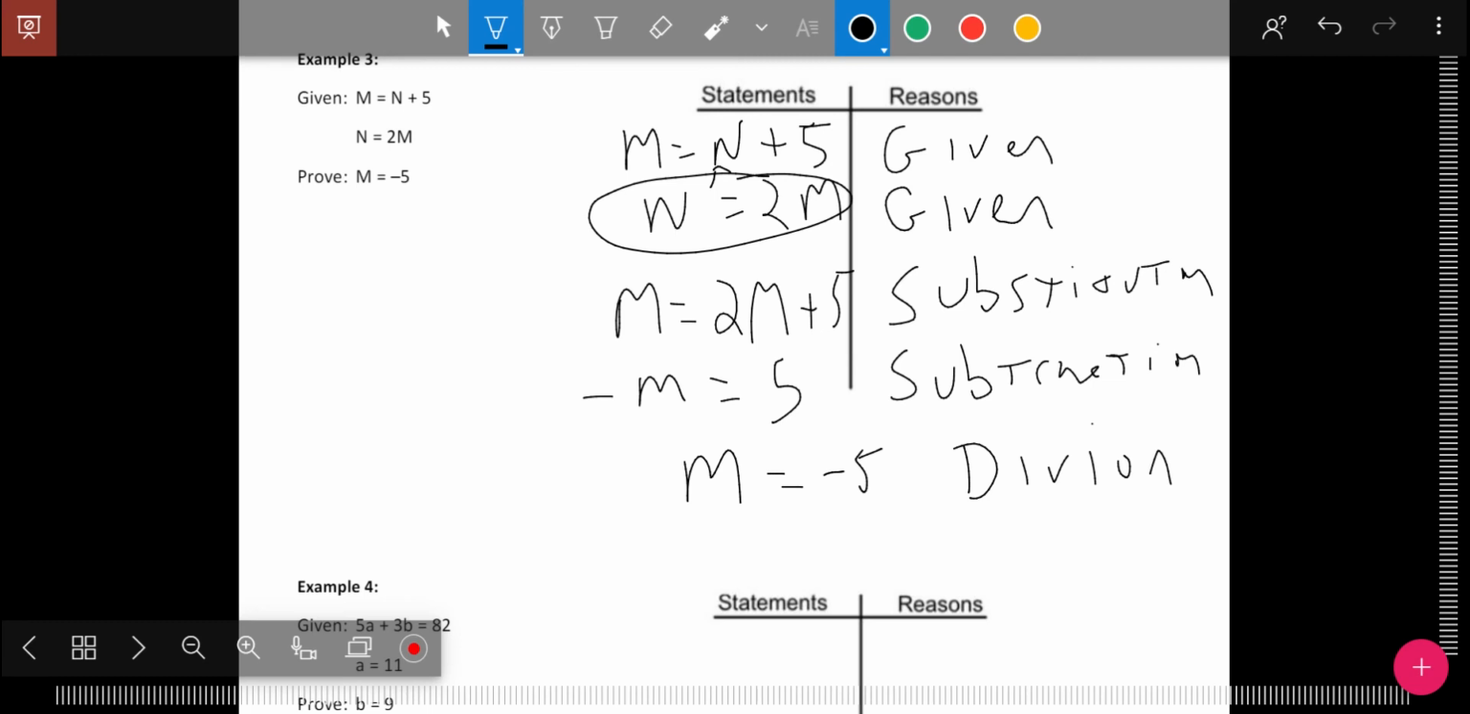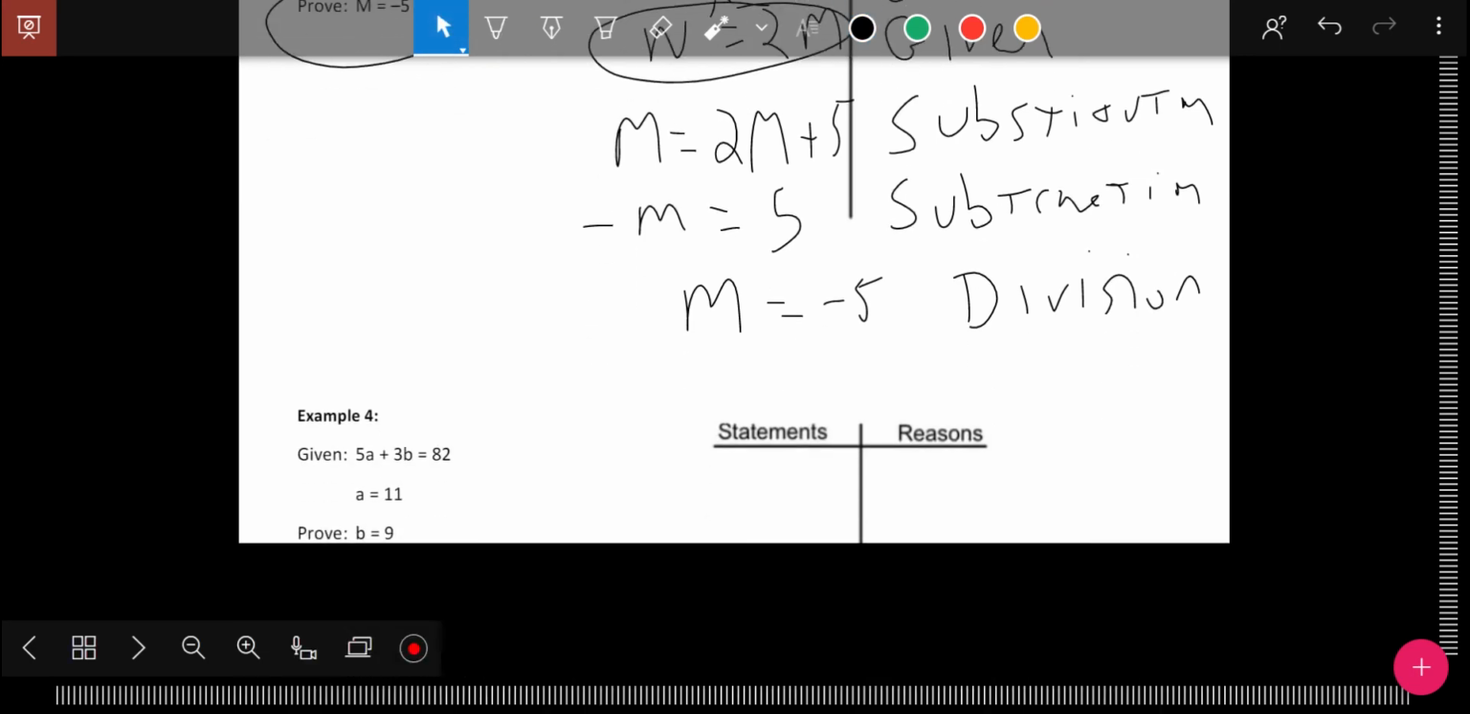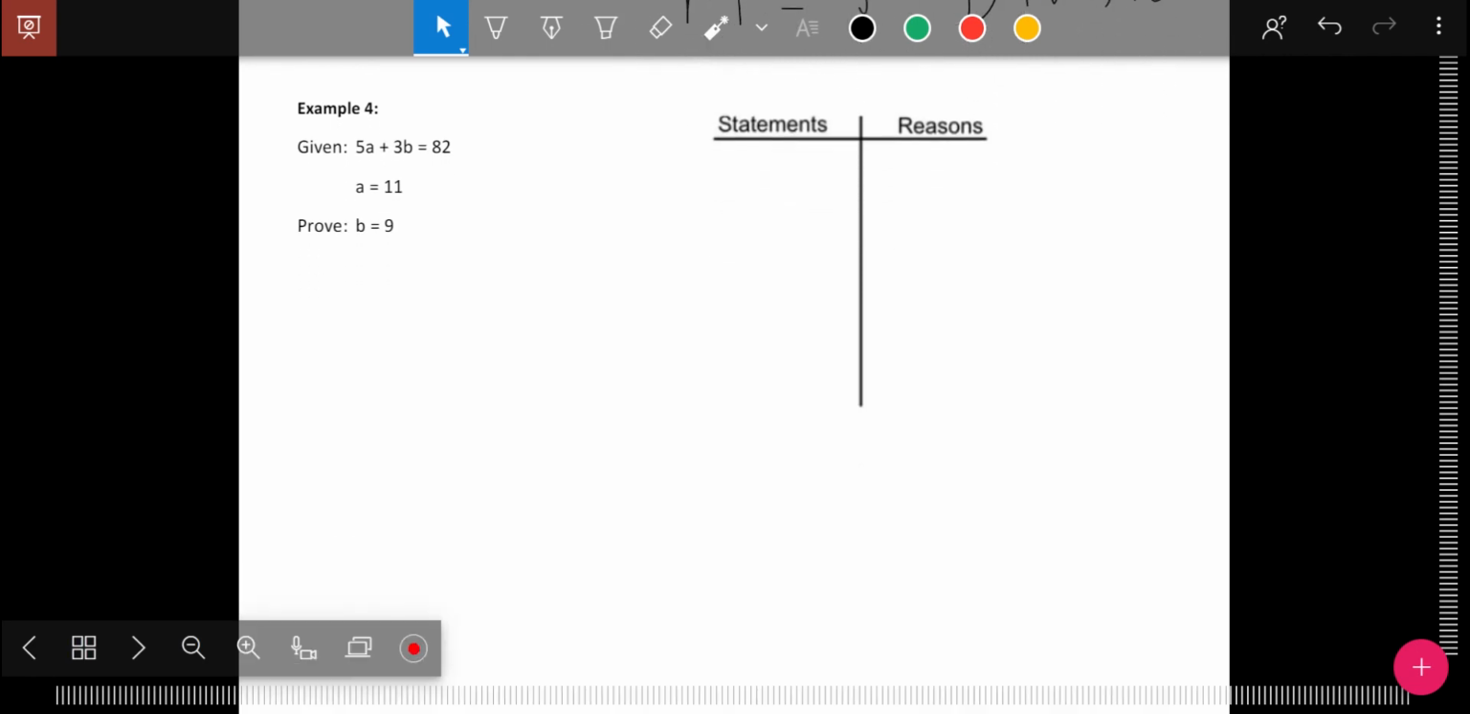Division helps if you can spell. I start every problem with the given. And then I know I'm done with the problem when I've gotten what I'm trying to prove. Same kind of concept here. 5a plus 3b equals 82 was given. a equals 11 was given.